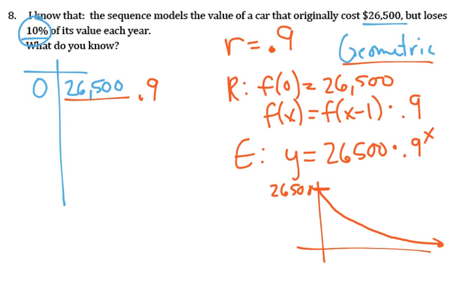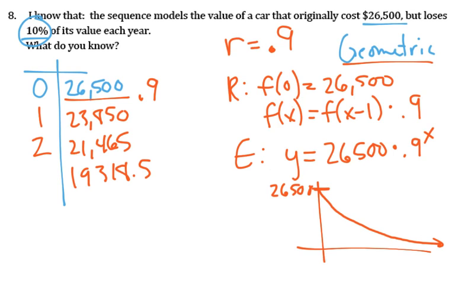So we could just finish the table. So 26,500 times 0.9 would give us 23,850 after that first year. So after a year of you driving it around, that's how much you could sell it for if you kept it in good condition. Do it again, you get 21,465. Do it again, 19,318.5. Do it again, 17,386.65.